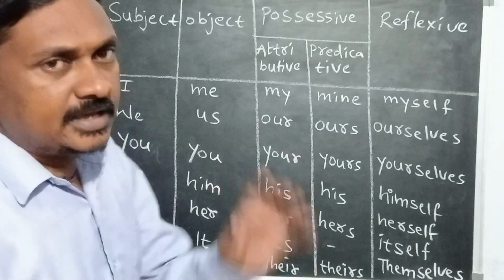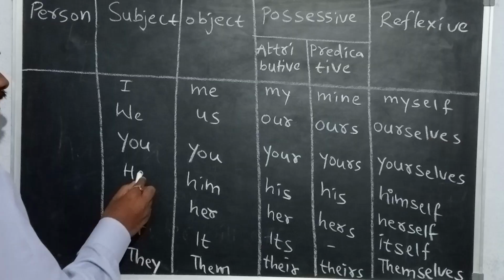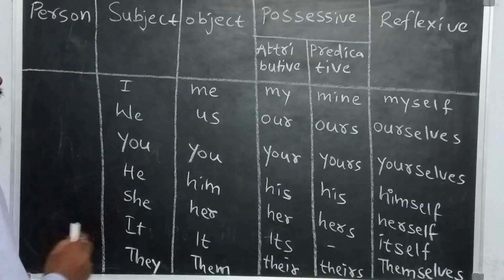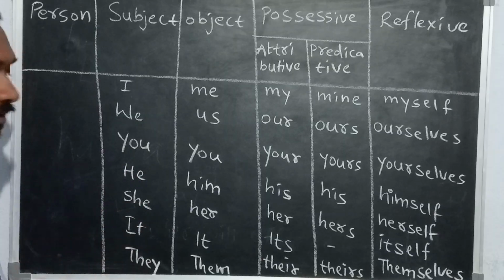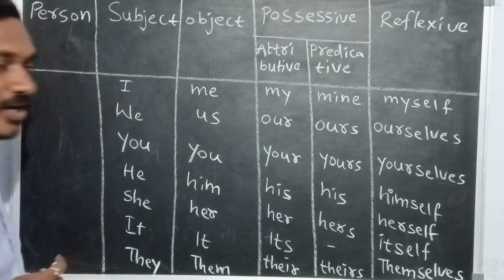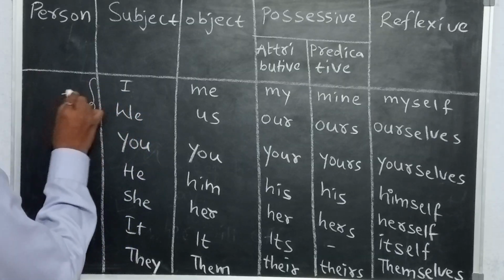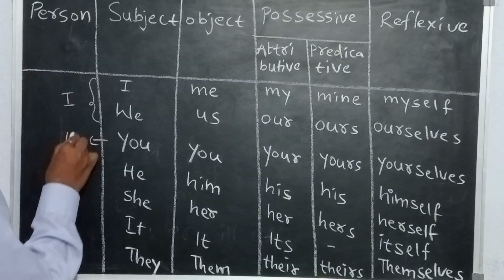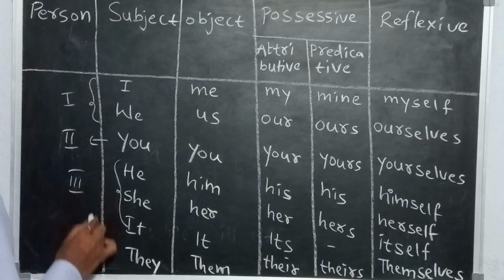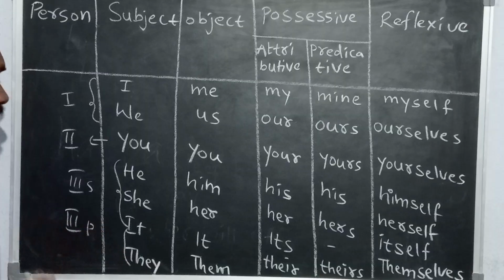So basically there are only 7 pronouns: I, we, you, he, she, it, they. These 7 pronouns are divided into 3 persons. I and we are first person. You is second person. He, she, it are third person singular, and they is third person plural.